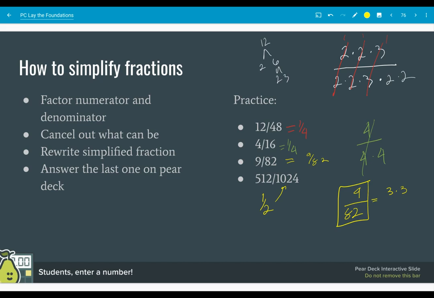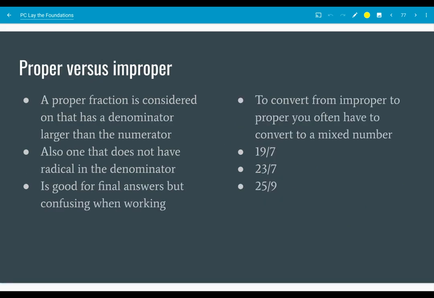So hopefully that helps jog your memory on how to simplify fractions. So let's talk about a proper fraction versus improper fraction. A proper fraction generally is considered proper when the numerator is smaller than the denominator, or the denominator is larger than the numerator. So again, proper fractions being 1/2, 2/3, 8/9, so on. Numerator smaller than denominator. Okay.